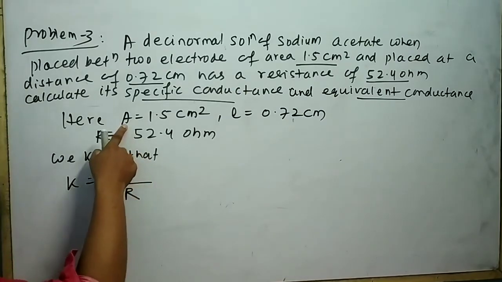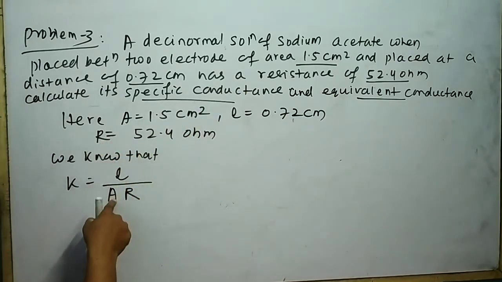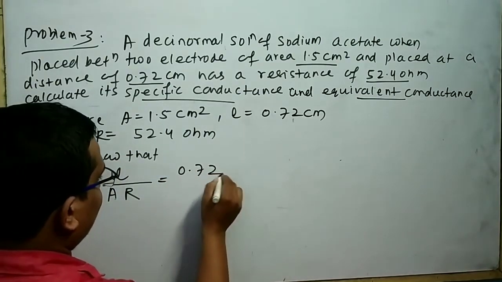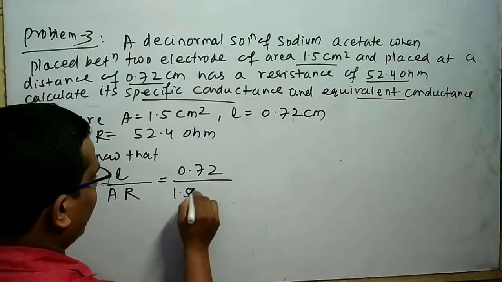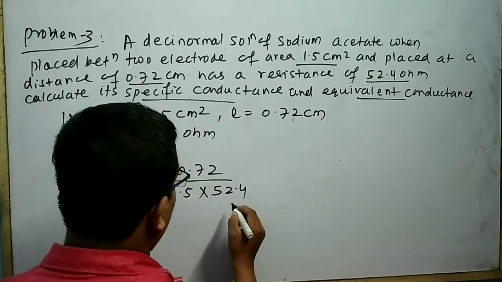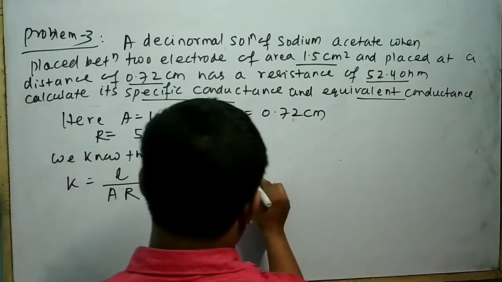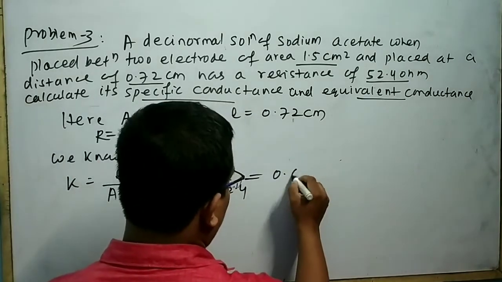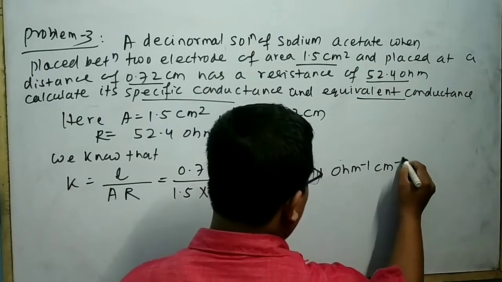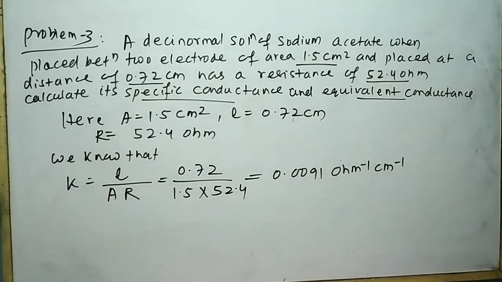Put the value of A, L and R in this equation. Then I can write 0.72 divided by 1.5 into 52.4. By solving, I can write 0.0091 ohm inverse centimeter inverse.